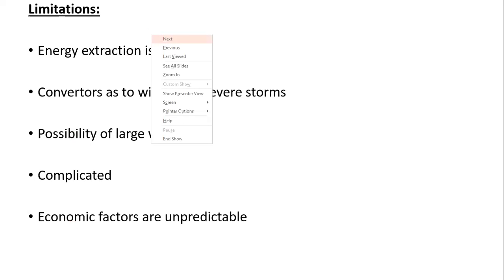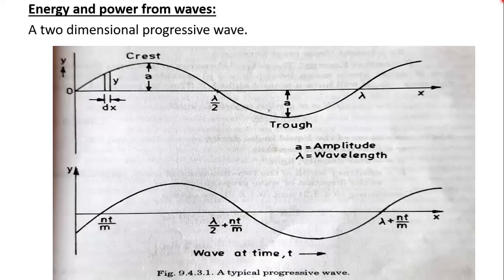Next, what is the energy produced from the waves? We see two-dimensional progressive waves, as shown in the figure. Progressive means they go on and will not stop. These are represented by a sinusoidal simple harmonic wave, shown at time t equal to 0 and at some later time t.